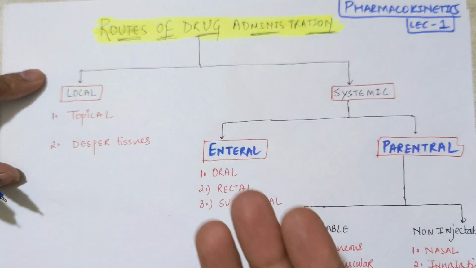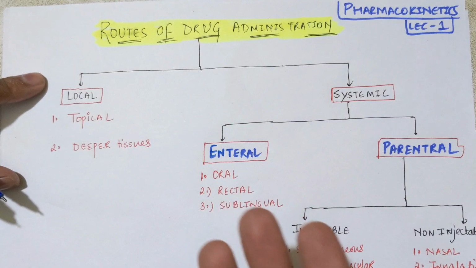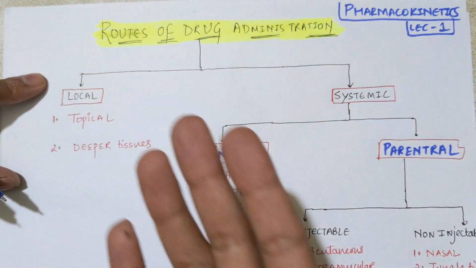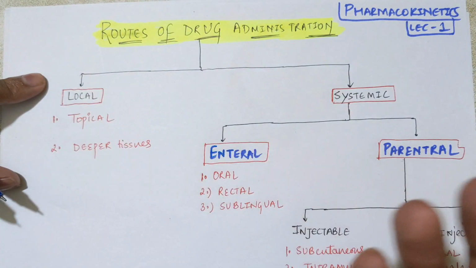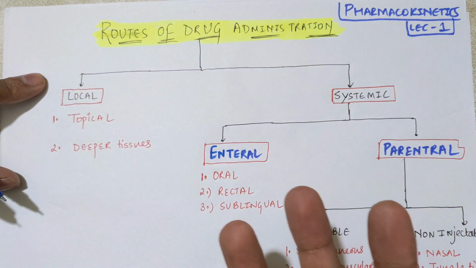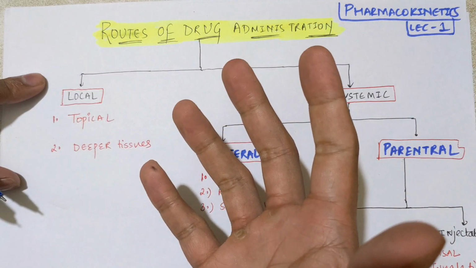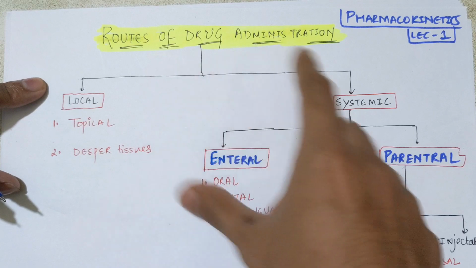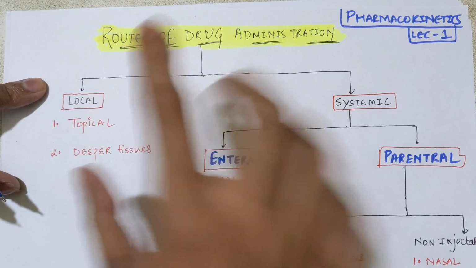If we go through the book, KD Tripathi, it is the first chapter in that book. It is the basic part you should know in your whole medical life, the routes of the drugs. So let's start with the first topic, the routes of drug administration. By the name it is clear, as I have told you.